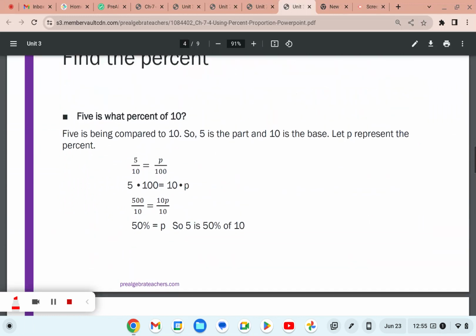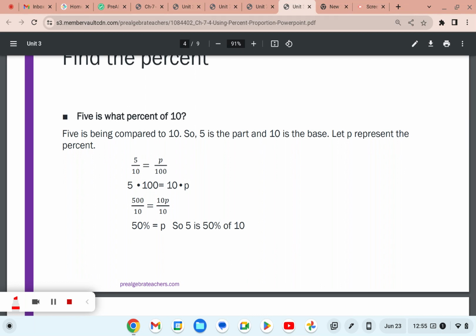So this was one of our practice problems. 5 is what percent of 10? Now, I am sure by now that you all understand how to set up the proportion, and I'm going to take a moment to go over that again. But what is most important is that you have a clear understanding of how numbers are related.